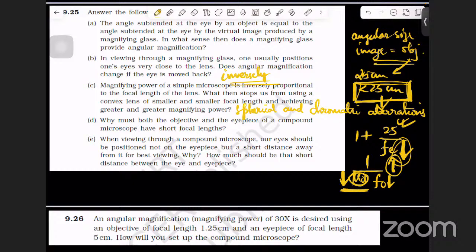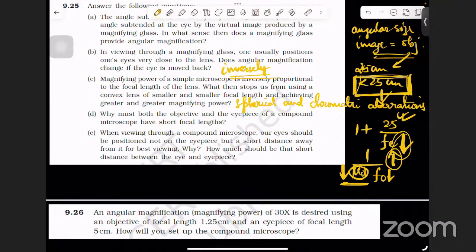Okay. Now, when viewing through a compound microscope, our eyes should be positioned not on the eyepiece, but a short distance away from it for the best view. You don't directly touch your eye to the eyepiece. Just keep it at a slight distance from the eyepiece. Why? How much should be that short distance between the eye and the eyepiece?